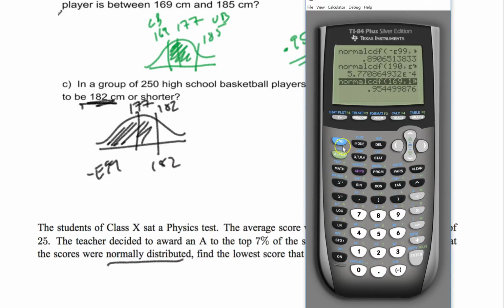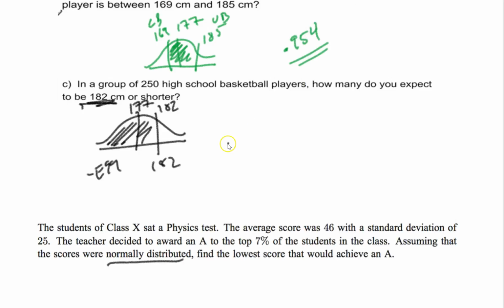It's just easier to do distribution. Notice I did that for negative E99. I didn't put the subtraction sign because I'm not a monster. Then 182. Everything else stays the same. And I get 0.894.